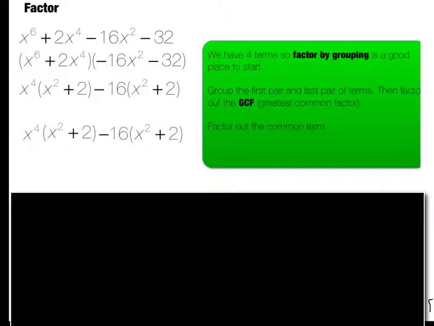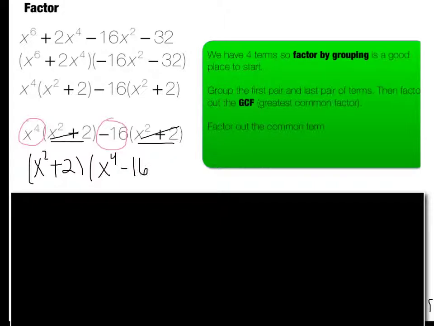So what we're going to do is take this part, and we're going to write x squared plus 2 out front. And so those are gone, right? What's left over is an x plus x to the 4th power and an x minus 16. So I'm going to bring those 2 parts down here. So x to the 4th minus 16.